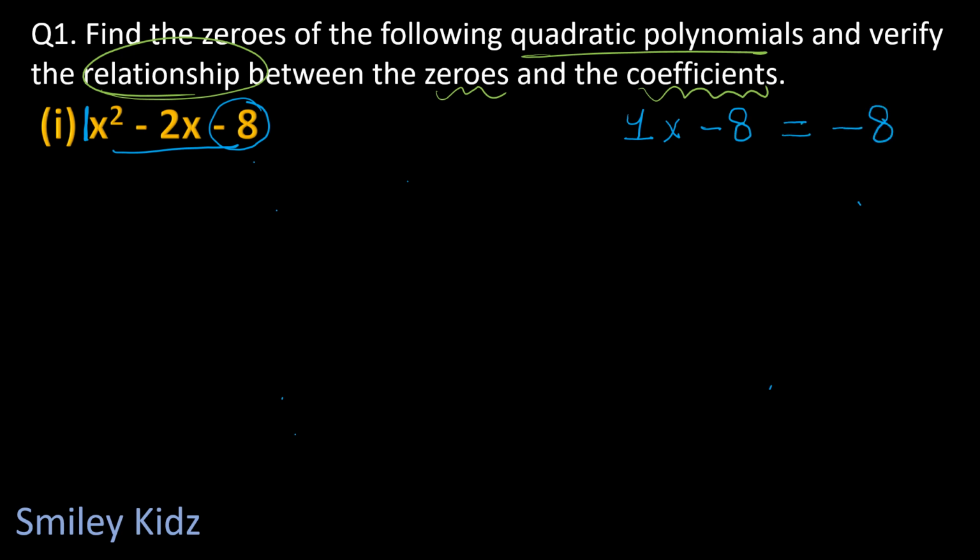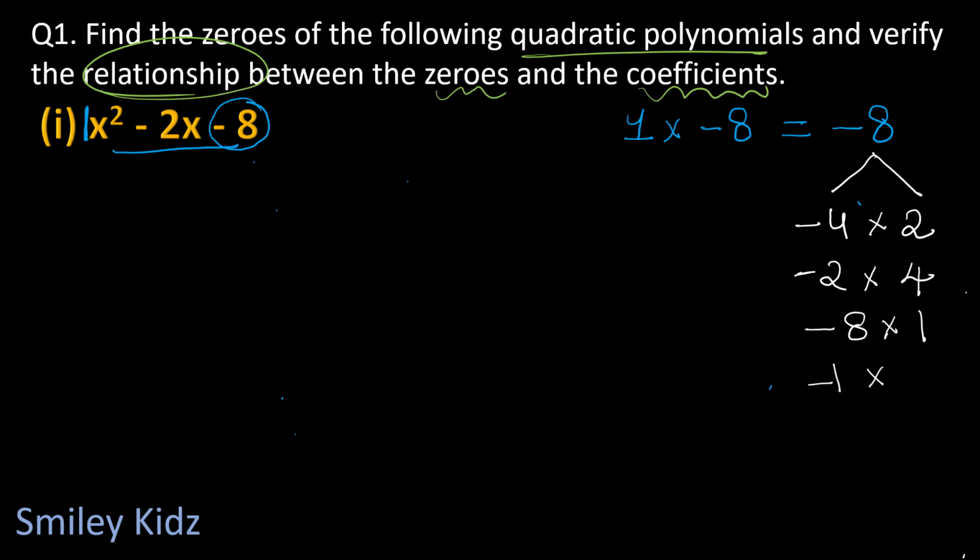Now we're going to find out the factors of minus 8. So factors of minus 8 can be minus 4 times 2, or it can be minus 2 times 4, or it can be minus 8 times 1, or minus 1 times 8.